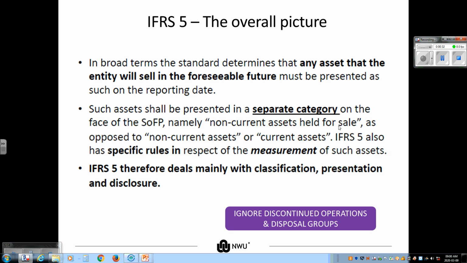And there are certain rules in respect of the measurement, and it will also tell us how to know when a non-current asset can be classified as a non-current asset held for sale. Please ignore discontinued operations and disposal groups, as we will deal with that in CTA.